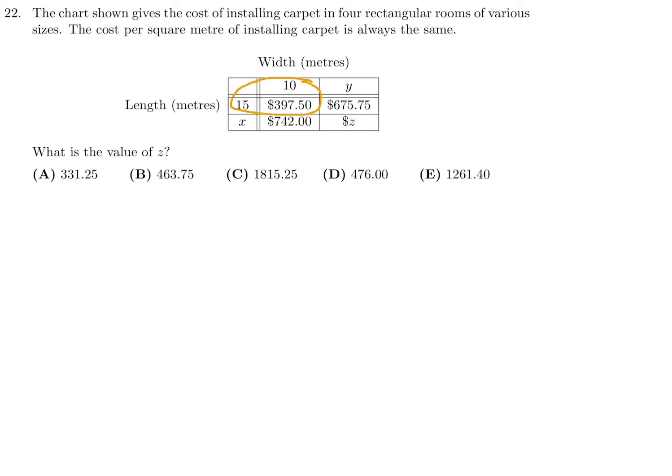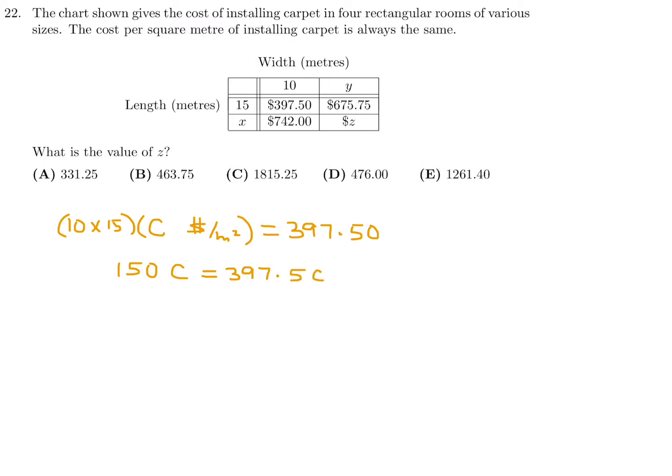Let's first concentrate on those numbers there. 10 times 15 times the cost, which would be dollars per square meter, is equal to $397.50. Well, that's 150 times C is 397.50. So C would be 397.50 divided by 150, and that is 2.65. And the units are dollars per square meter. Okay. So that's the first step.